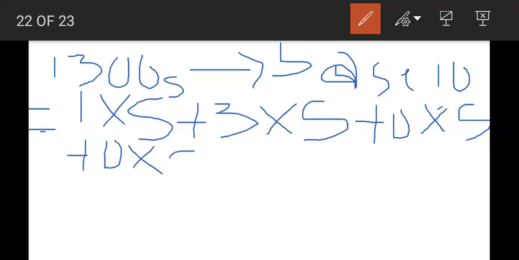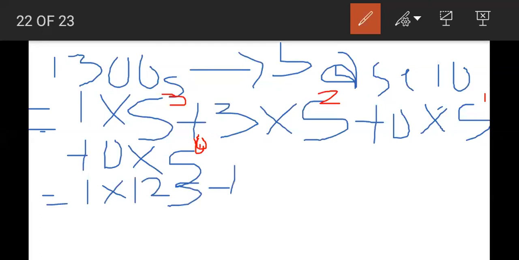Plus 0 times 5. After doing that, you will now number it from the far right, from the last one. You number the powers: 0, 1, 2, and 3. So we now have 1 times 5 cubed, which is 5 times 5 times 5, and that will give us 125, plus 3 times 5 squared, plus 0 times 5. What will 5 times 0 give us?